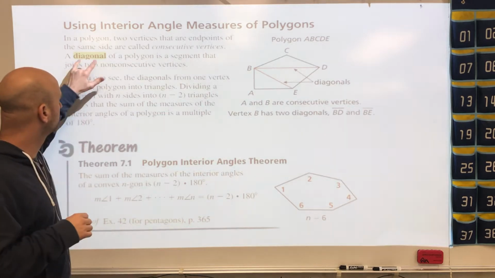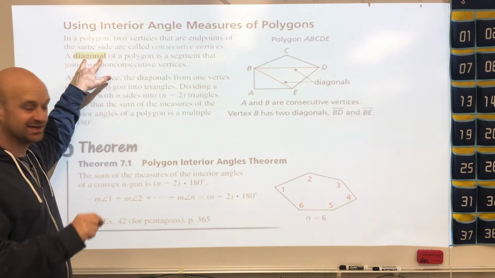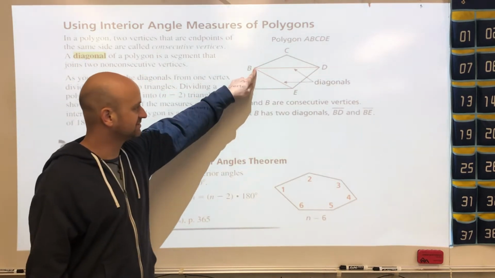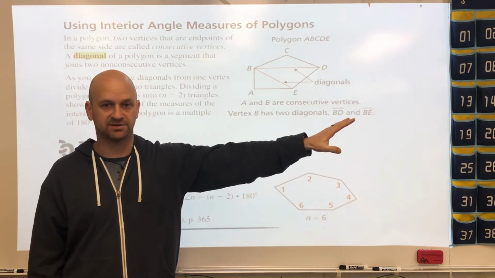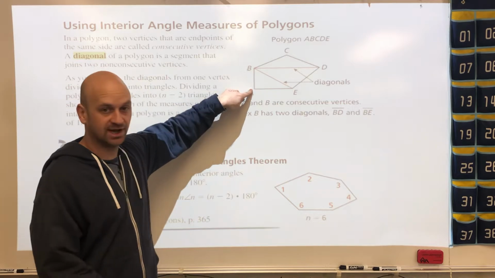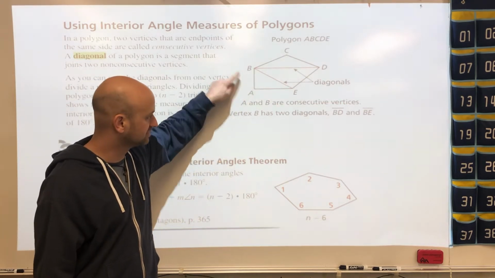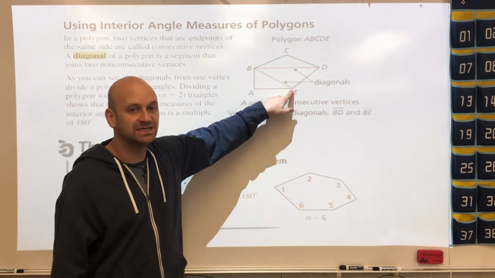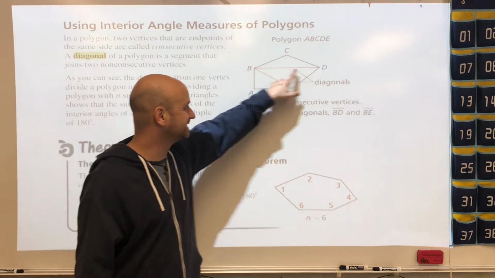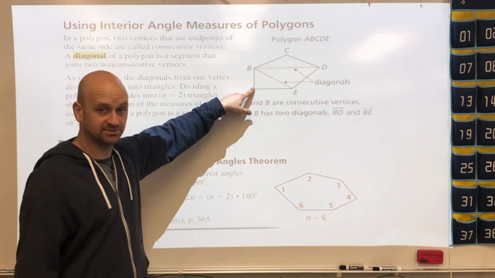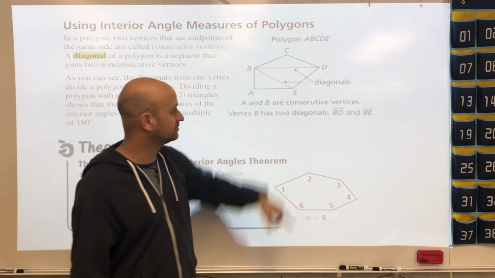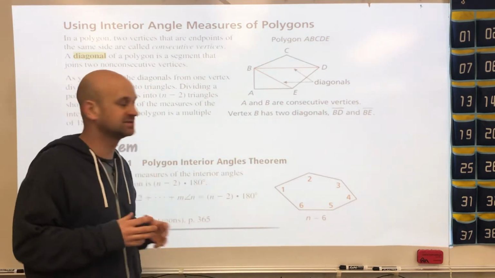Now, one concept we need to talk about is what's called a diagonal. So a diagonal would connect a vertex to an opposite vertex across the polygon. So B and A would not be a diagonal because it doesn't go across. B to E would be a diagonal. B to D would be a diagonal. D to A would be a diagonal, and E to C would also be a diagonal. So there's lots of different diagonals we can use.